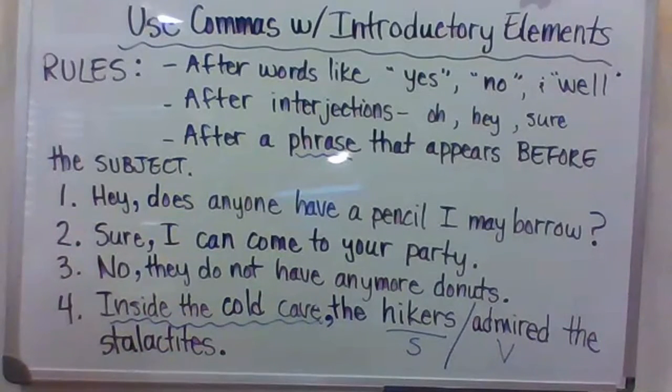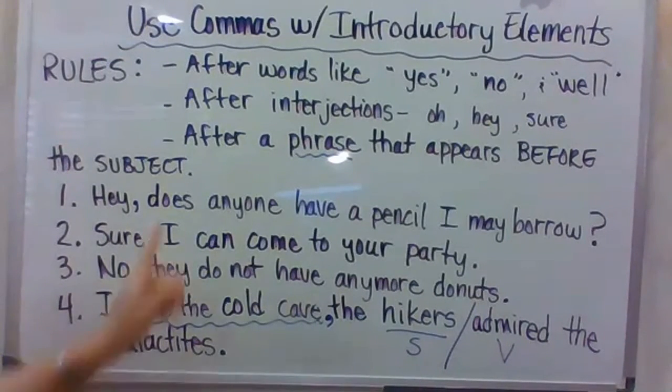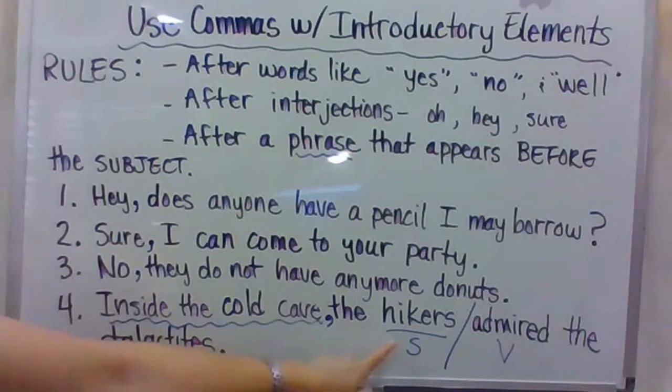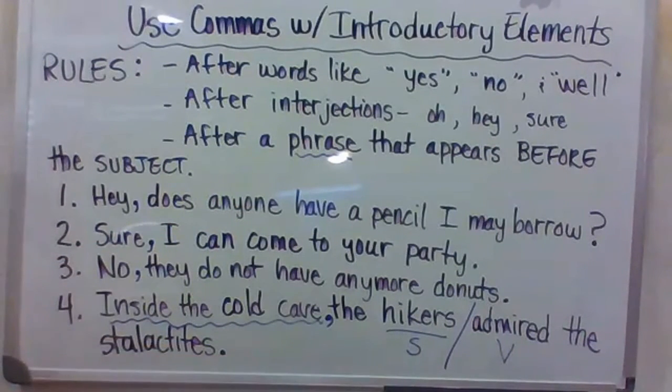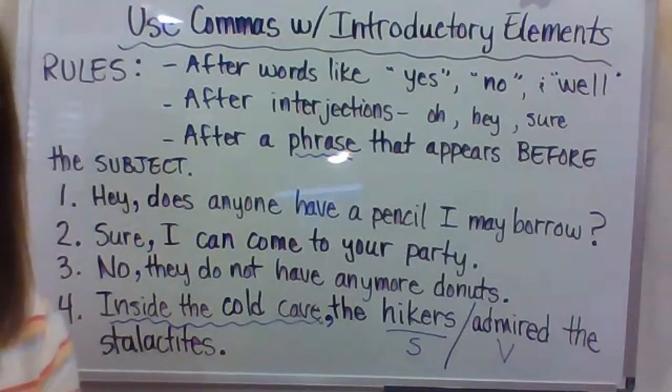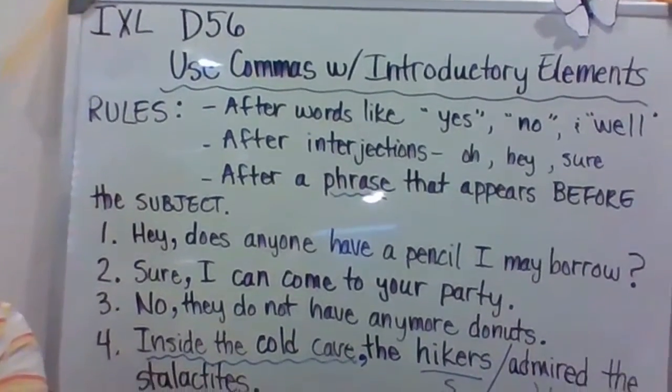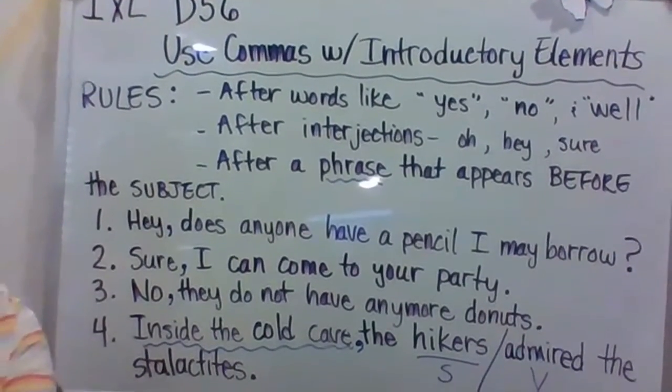Okay? So again, the three rules: after words like yes, no, and well; after mild interjections like oh and uh-oh or hey or sure; and also after a phrase that appears before the subject of the sentence. Okay, so this is just a little reteach, because we haven't learned a whole lot of this year. But this is your teaching video to help you figure out your IXL lesson, D56.